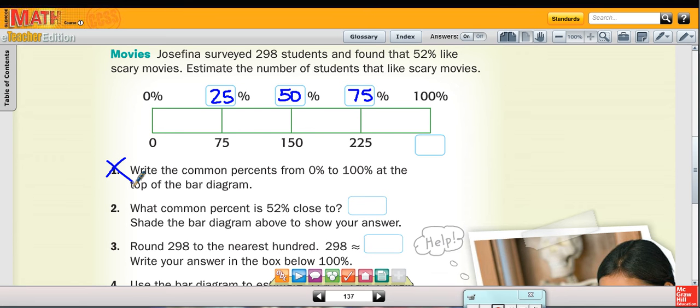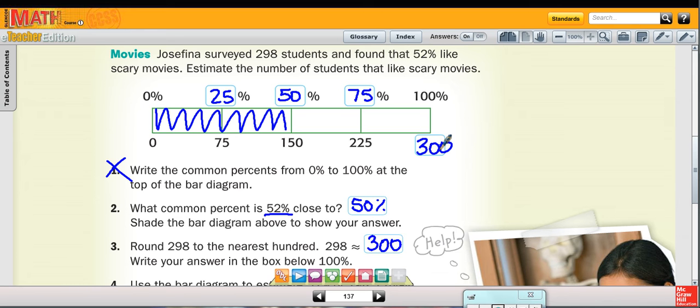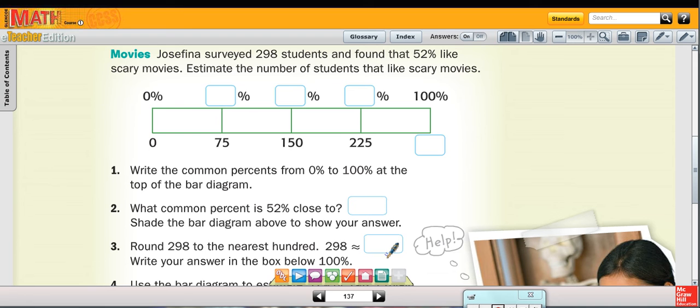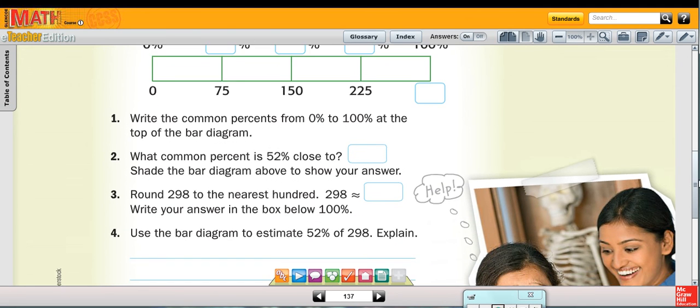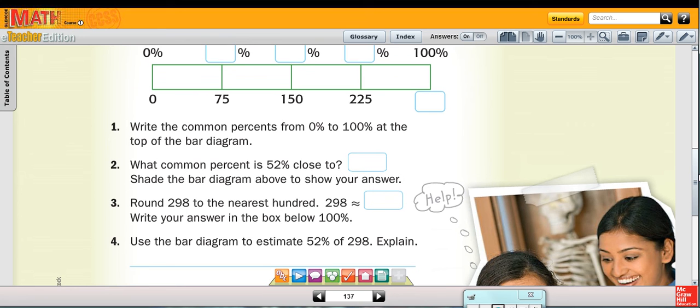Then we looked, what common percent is 52% close to? So if we look at 52%, it's close to 50%. So we're estimating that percentage. Shade the bar diagram to show your answer. So we would shade this up to 50. Okay. Round 298 to the nearest 100. 298 is closest to 300. So that means that this here would be 300 is what it's close to.